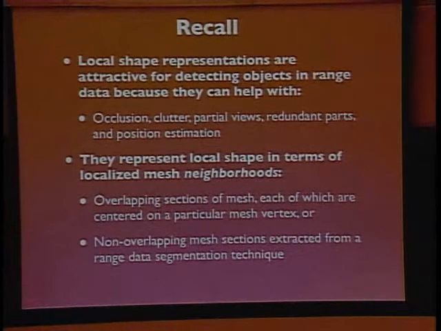So, just to remind you of where we are right now, we talked about various reasons why local shape representations are advantageous for a number of different applications of 3D surface data. They can help you with occlusion, clutter, partial views, redundant parts, and estimating the position and orientation of your objects in the scene. So, basically, the short synopsis is that global shape representations represent the shape of the entire object, as the name suggests, and that what you are going to sense when you sense a new scene in the world is not the entire object.